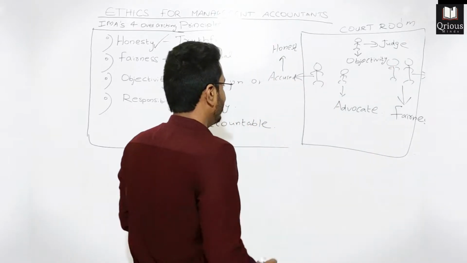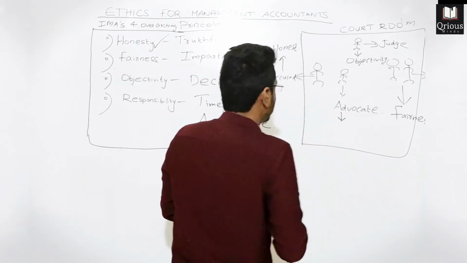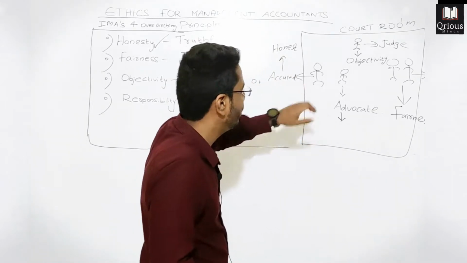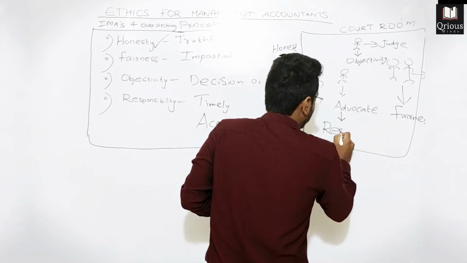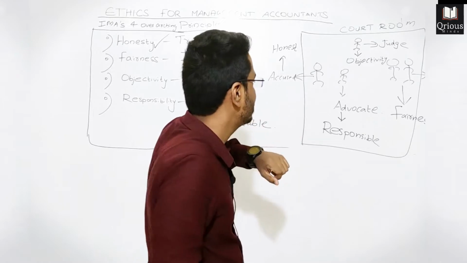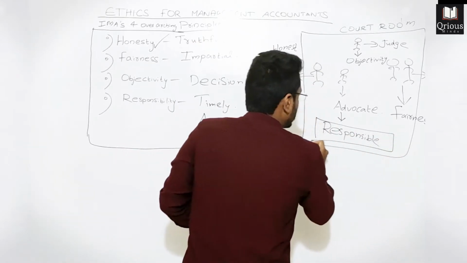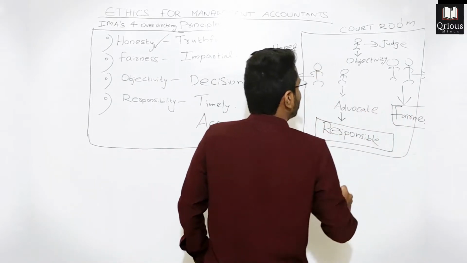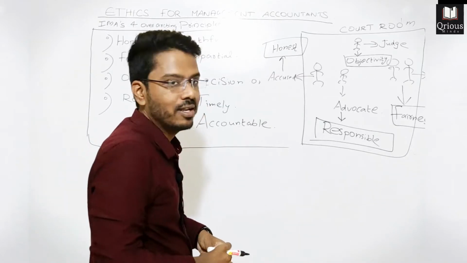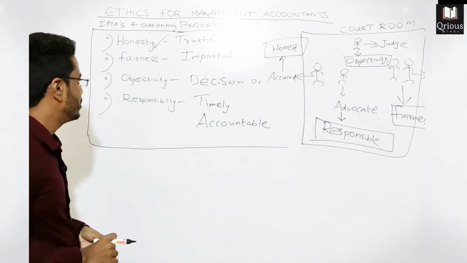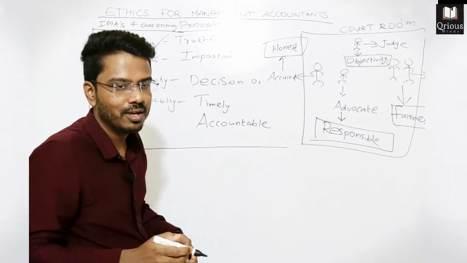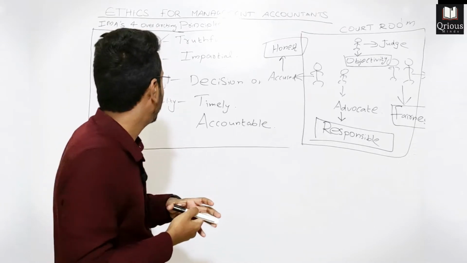So there goes objectivity. And there is this advocate who is responsible to the accused. He is responsible for the job he has undertaken on behalf of the accused, on whether he gets bail, whether he gets convicted, or whether he is set free. So this is the responsibility principle. This is the fairness principle. This is objectivity, and this is the honesty principle. So imagine this courtroom scenario whenever you find it confusing to memorize these four principles. Next, we are going to take up the standards that have been provided by IMA in its statement of ethical professional practice.